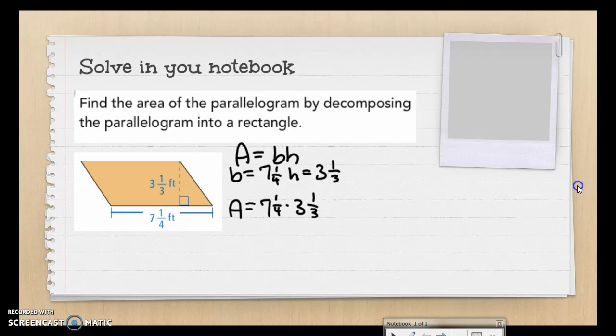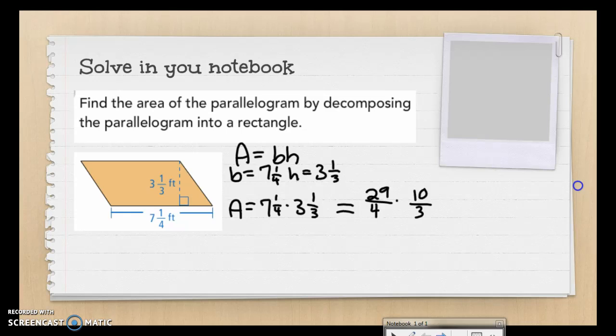7 1/4. You multiply 7 times 4 and add your 1. We talked about this a couple of units ago. 7 times 4 is going to give us 28, plus 1 is 29. We have 29 over 4. The denominator is going to stay the same. Look at our second mixed number. We're going to multiply our whole times our denominator, add our numerator. So we do 3 times 3 plus 1 is 10 over 3.